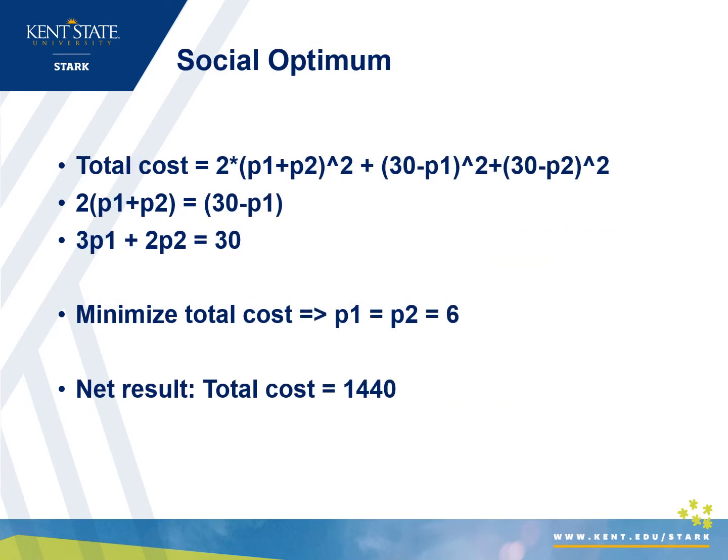So first, let's look at the social optimum. For the total cost for society as a whole, we would take account of, first, all of the damage done by pollution itself. So that would be that first term, 2 times (P1 plus P2) quantity squared. This is capturing the fact that this pollution, like the damage that it's doing, happens not just to one polluter, but to both of them. That's why we multiply by 2.